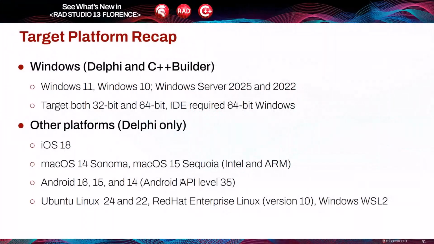Just a quick recap on Windows. You can target Windows 11, Windows 10, and Windows Server 2025 and 2022, although Windows 10 is about to die. I think it won't in Europe. I don't know the current status really. 32 and 64-bit, and on platforms on Delphi only, we have iOS 18, macOS 14 and 15, Android 16, 15, and 14. We're already supporting Android API level 35, which is the latest requirement from Google. And Ubuntu we support now as well, version 24, and Red Hat version 10, and WSL 2.